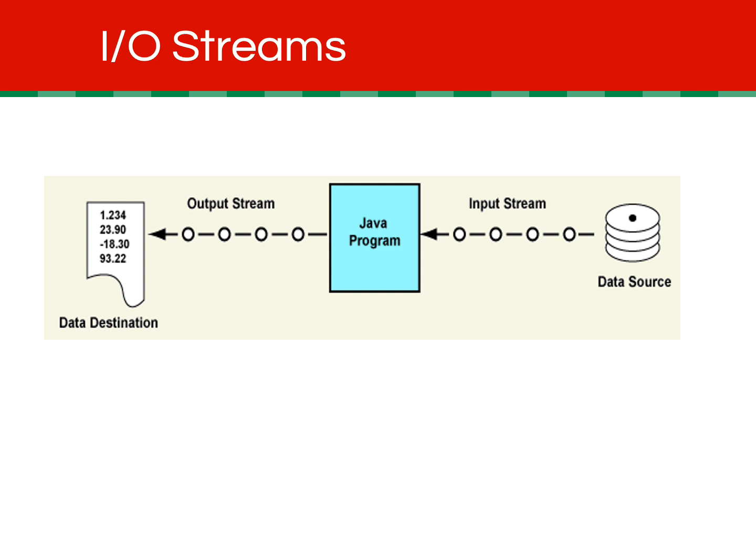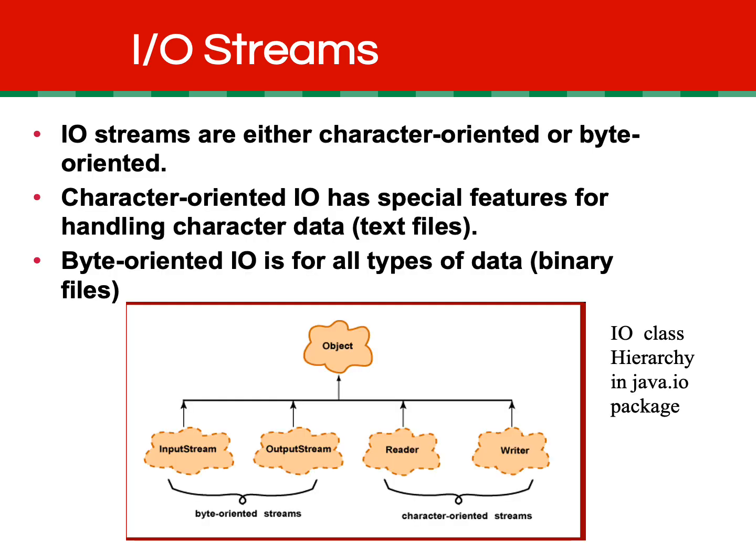This figure shows the input-output stream where you have the data source, and then you have the input stream where you are reading from the data source, and then the output stream to the data destination, where you are writing it to the destination and display it. Input-output streams are either character-oriented or byte-oriented. Character-oriented input-output has special features for handling character data, which is the text file. Byte-oriented input-output is for all types of data, which would be the binary files.